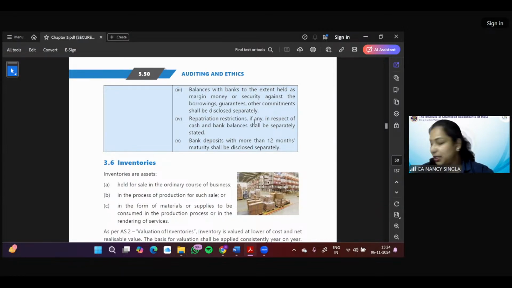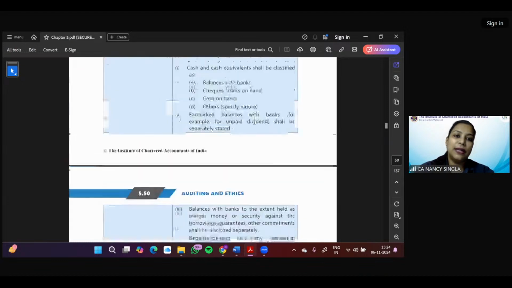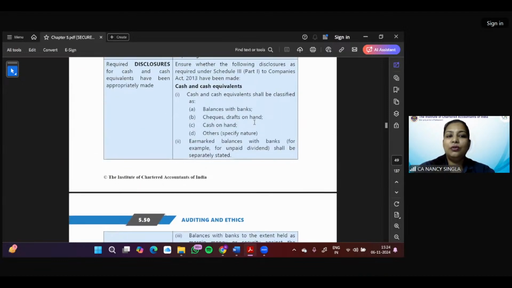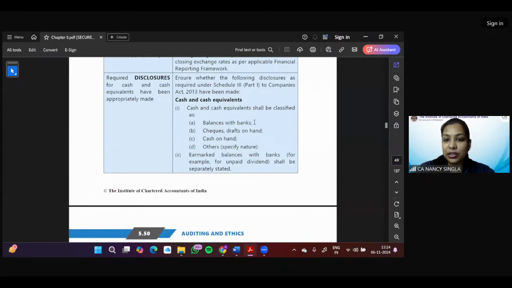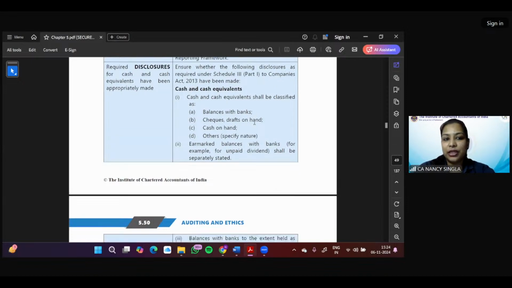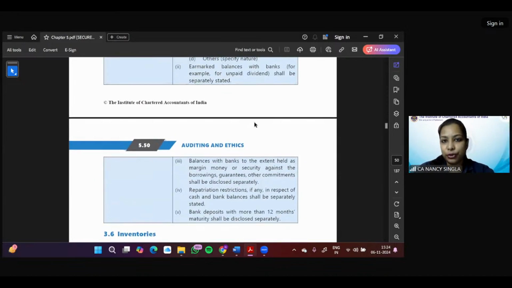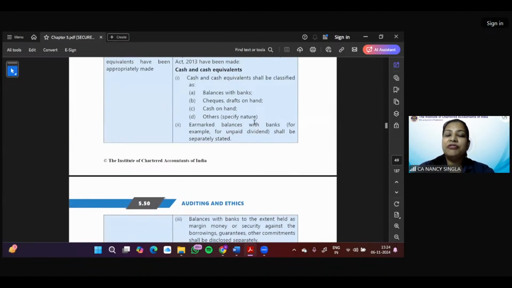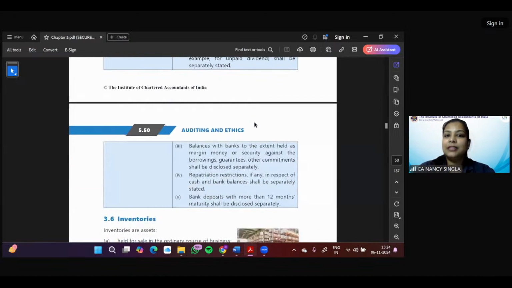As simple as that. But yes, learning will be required, right? So you just, first of all, how to learn, like cash and cash equivalent. So first of all, just see that there are 5 points. So this should be in your minds. First is cash and cash equivalents. For further classification, which is balances with banks, checks, drafts on hand, cash on hand, and others. Then one part related to earmarked balances, one part related to margin money, one is relating to repatriation restrictions, and the last one is relating to the bank deposits.